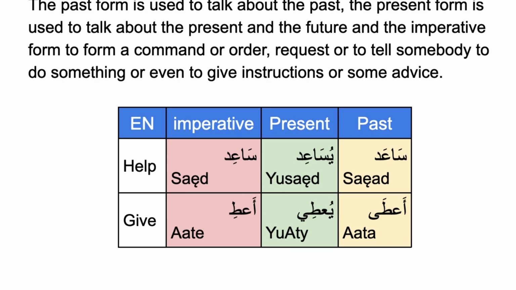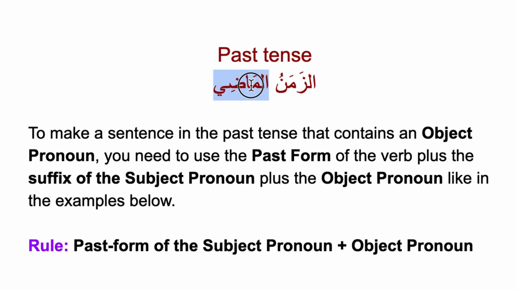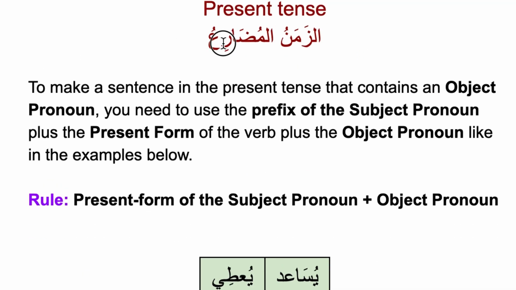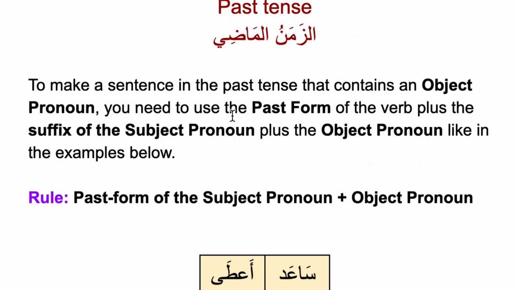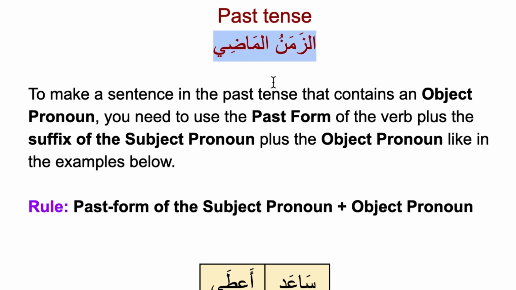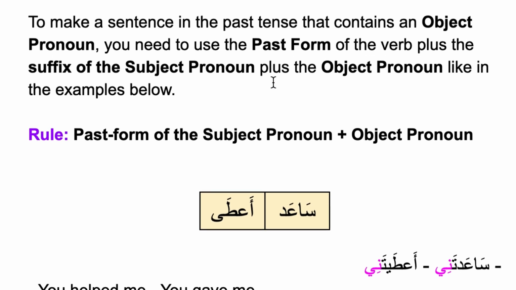We're gonna also have some examples in the three tenses: in the past tense, in Arabic الزمن الماضي, and the present tense, in Arabic الزمن المضارع, and the future tense, in Arabic الزمن المستقبل. And as always, we're gonna start with the past tense. الزمن الماضي. The past form of the verbs ساعد, helped, and أعطى, gave.